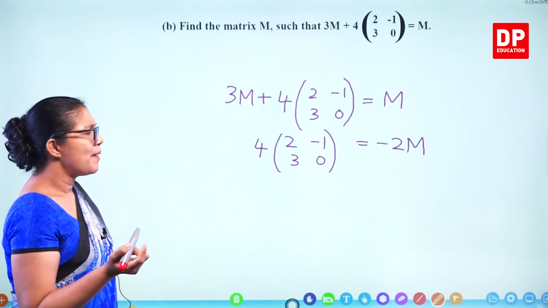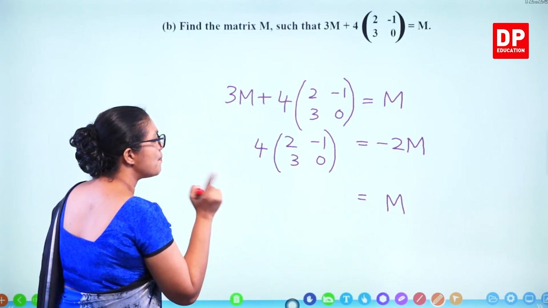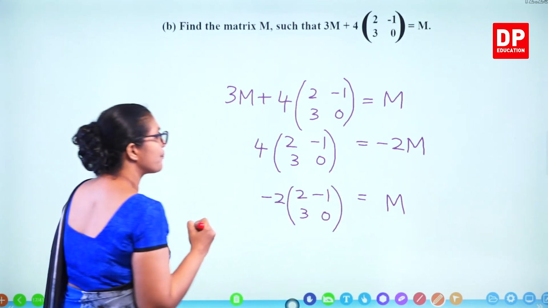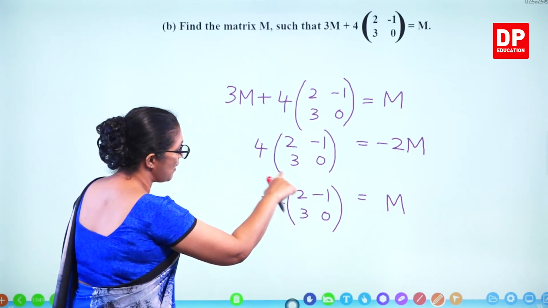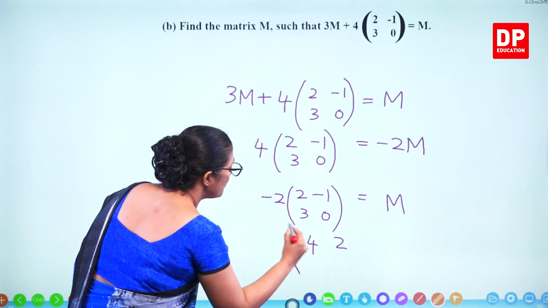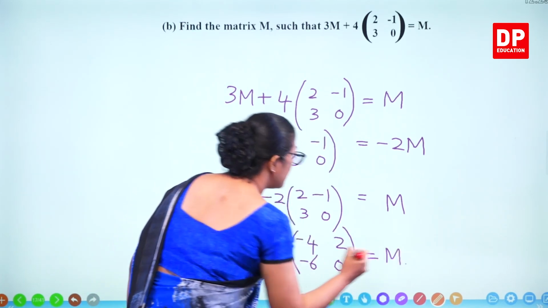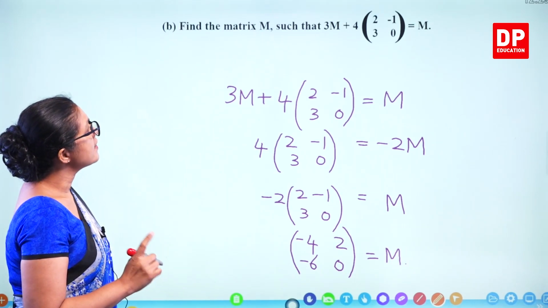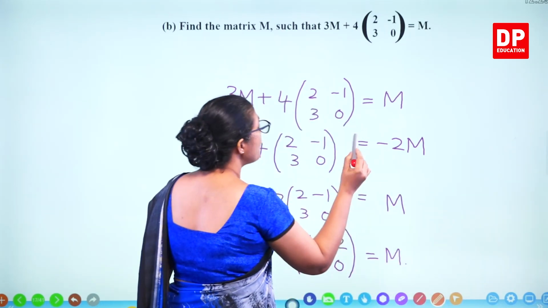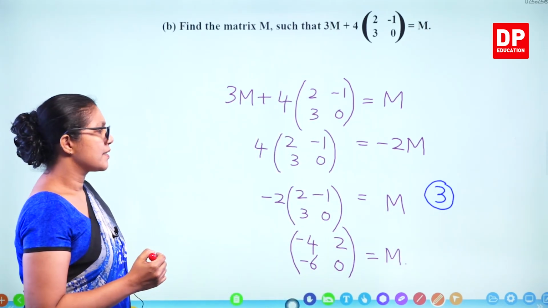You can divide by minus 2 on both sides. When you divide by minus 2, m becomes 4 divided by minus 2, that's minus 2, 2, minus 1, 3, 0. Now you can multiply by minus 2 and write down the m value. So you get minus 4, plus 2, minus 6, and 0. So m equals this one. So that's the m value. So we can give 3 marks for this part because we have already given 7 marks.